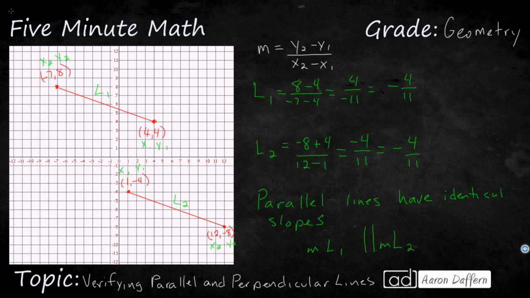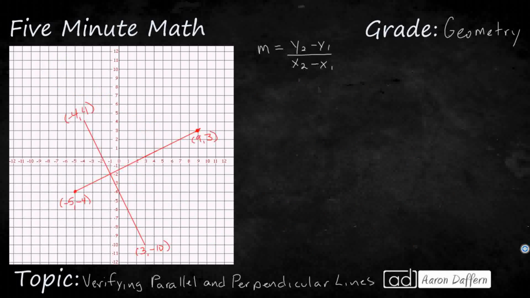So let's look at perpendicular lines. Now I've got two lines and they look perpendicular. But how do we know for sure using geometry? Well, I'm going to use the slope formula again to find the slope of each of these. I'm just going to label this as my x sub 2, my y sub 2, my x sub 1, and my y sub 1. Let's find the slope of line 1.